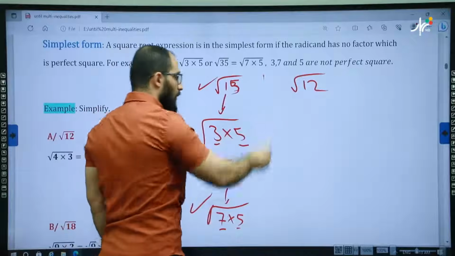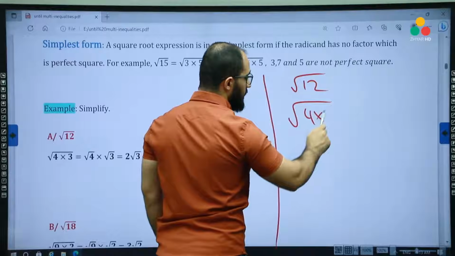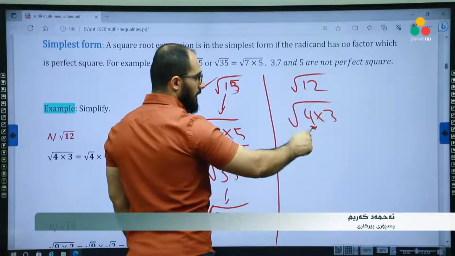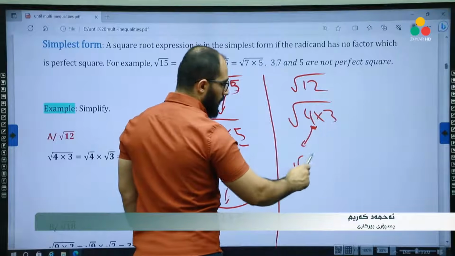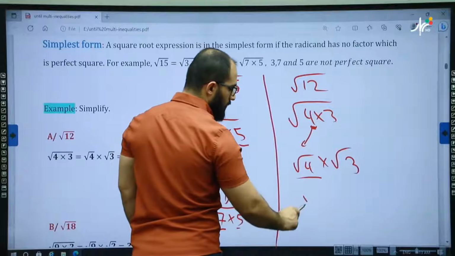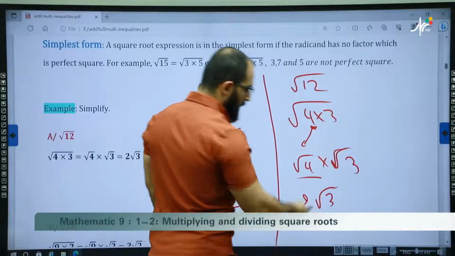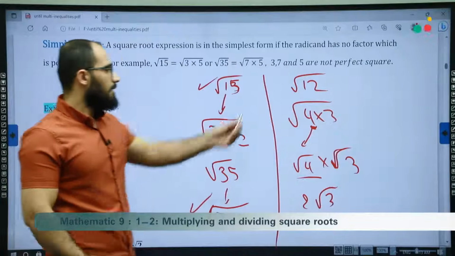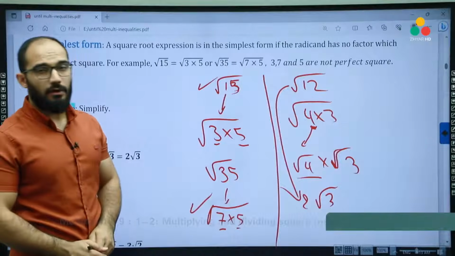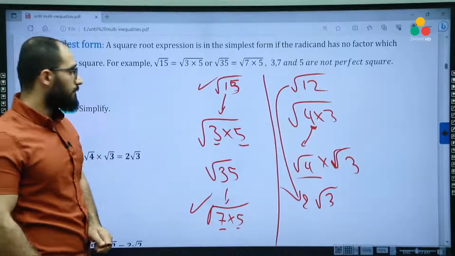But for 12, it's different because we can write 12 as 4 times 3. 4 is a perfect square. Then the square root of 4 times the square root of 3. The square root of 4 is 2, and the square root of 3 stays as it is. This is the result. We had the square root of 12, we simplified, and we got 2 square root of 3. So the square root of 12 is not in the simplest form.